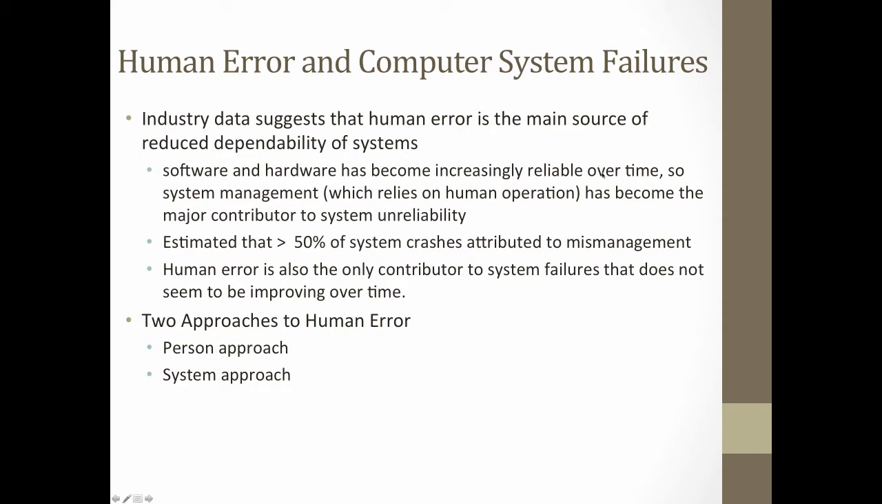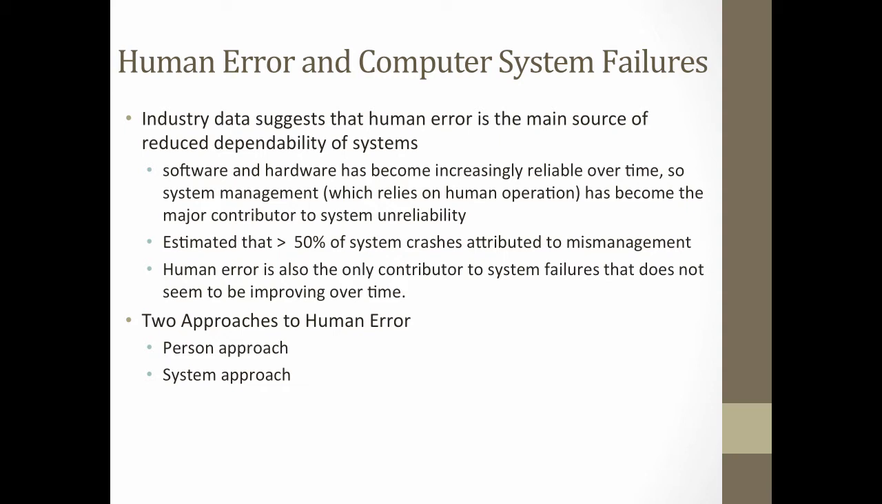All right, well, industry data suggests that human error is the main source of reduced dependability of systems today. Software is improving, hardware is improving. These are becoming increasingly reliable over time. So system management, which relies on human operation, has become the major contributor to system unreliability. Most recent estimates are that over 50% of system crashes are attributed to the human operator.